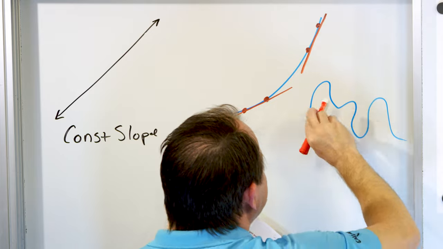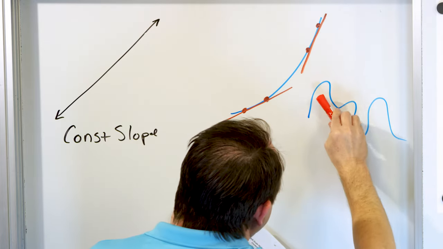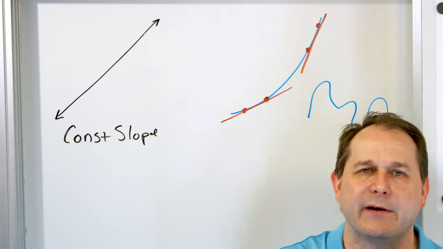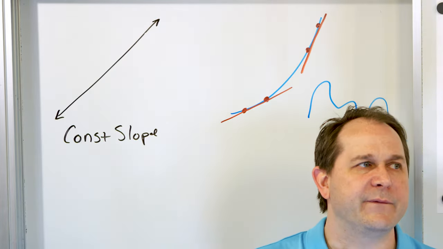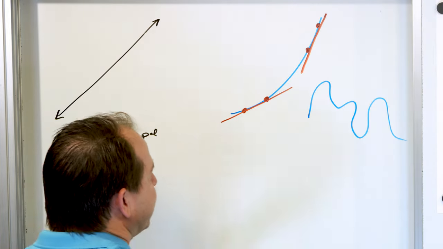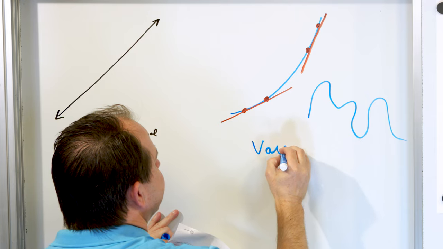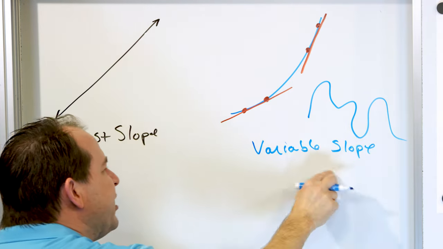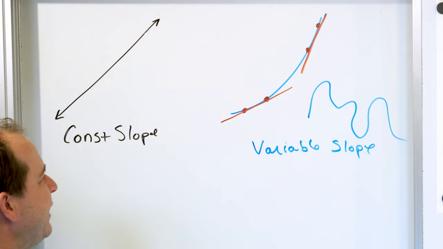And of course, with a crazy shape like this, if I use any two random points, the line would be going all over the place, so I would get different values of the slope with any two points that I would pick. So this is called variable slope. Variable just means it changes. Something is variable when it changes.